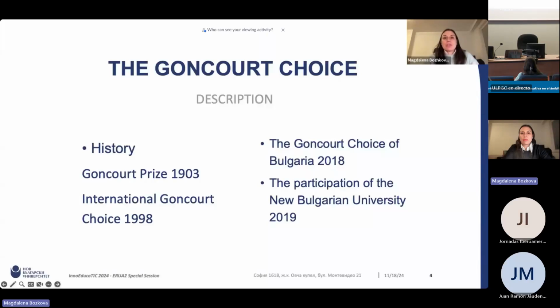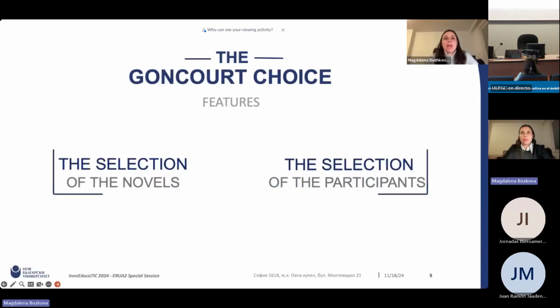In Bulgaria, the Goncourt Choice is organized by the French Institute of Bulgaria and involves teams of students from bilingual high schools and university. It all started in 2018, and the New Bulgarian University participated for the first time in 2019.